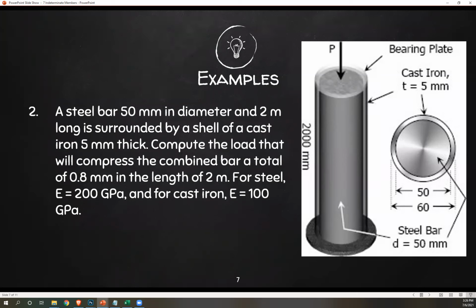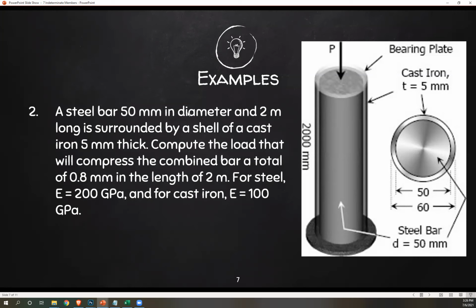So to analyze, basically we have steel bar surrounded by iron. Now the question is, what force do we need so that the entire thing will compress by 0.8 millimeters? So it's the opposite of the previous question. In the previous question, given force, we're looking for stress. Now here, given deformation, looking for force. Okay? So let's begin by again writing out the given.